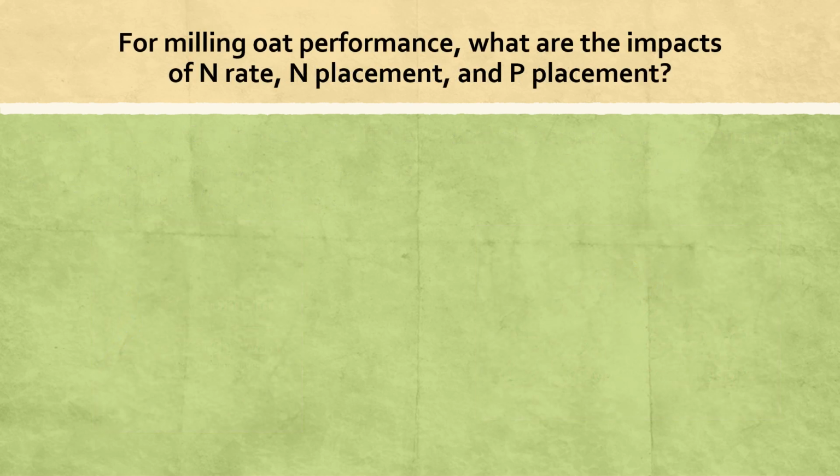The key question that guides this project is, for milling oat performance, what is the impact of these three factors of nitrogen rate, nitrogen placement, and phosphorus placement? What I'm going to do is give you the answers of what we found first, and then I'll prove it to you, hopefully, as we go through the presentation. And so this, once again, was based on work that was conducted at NARF in 2022 in the northeast part of the province, and in that same year at WARC in the west central part of the province.